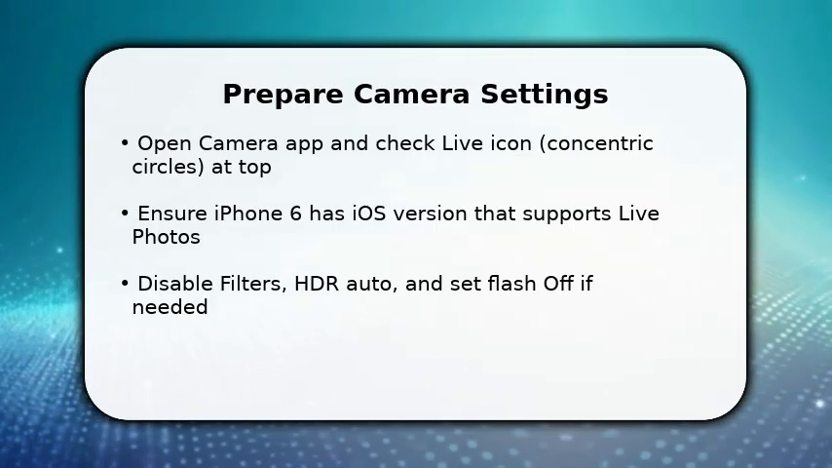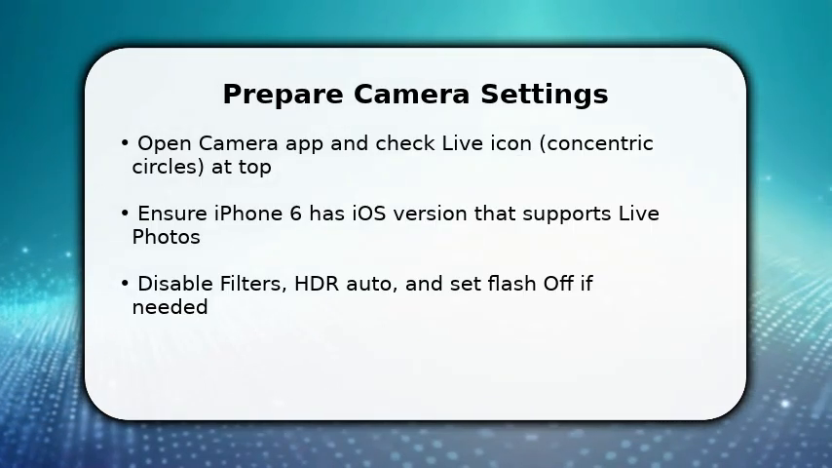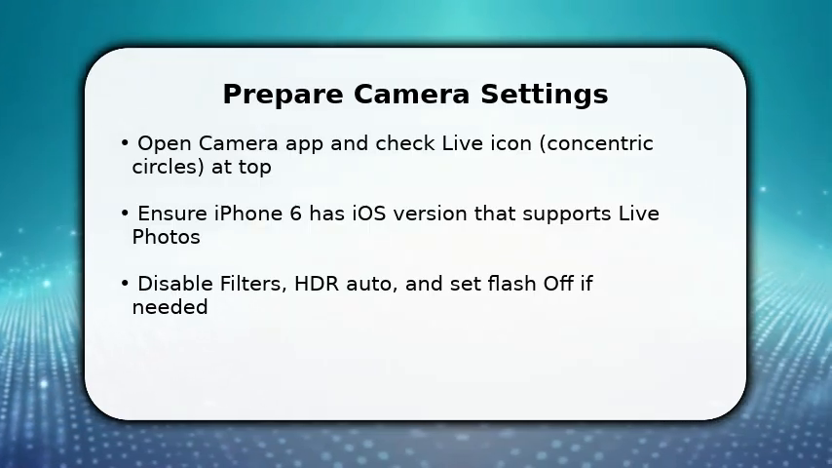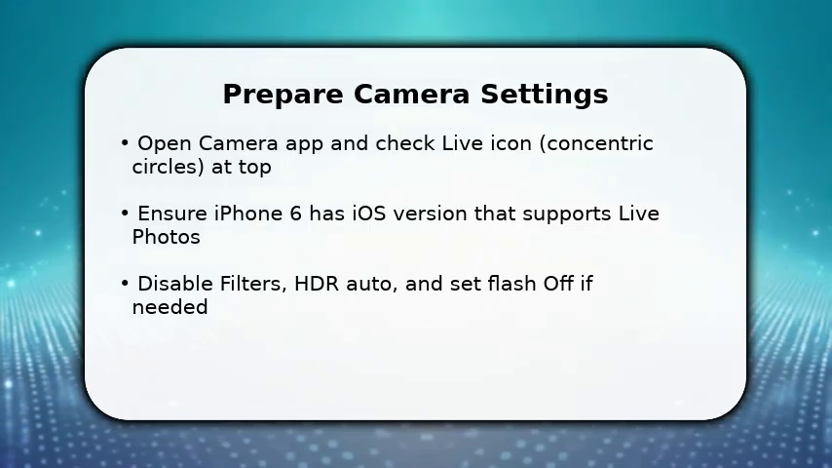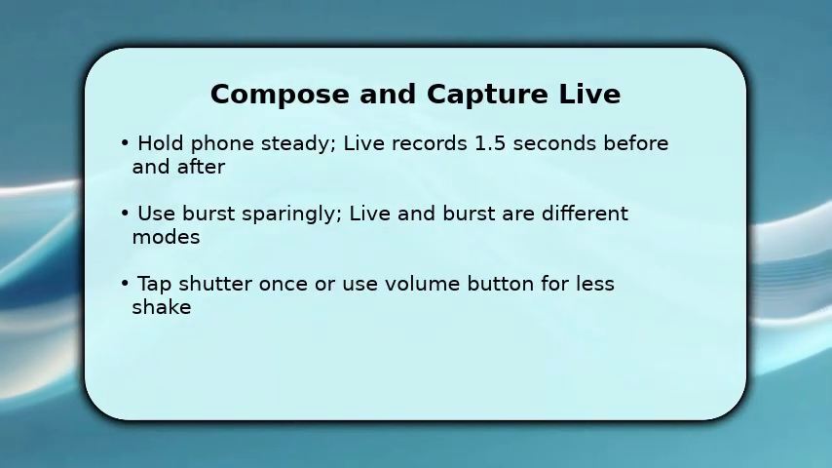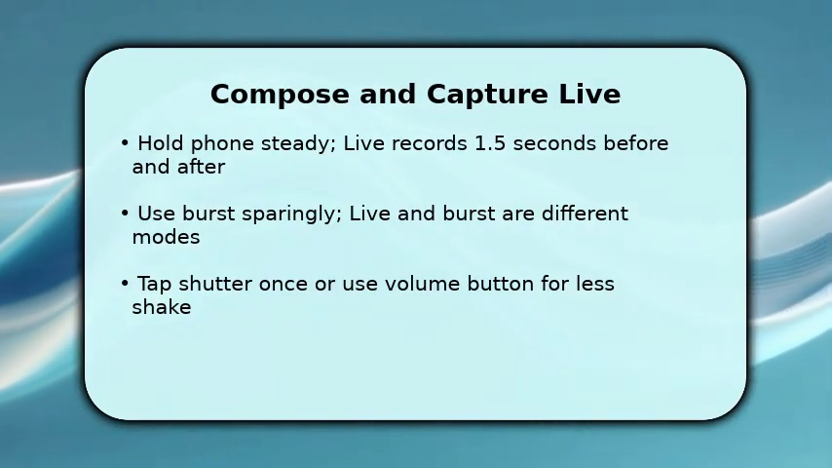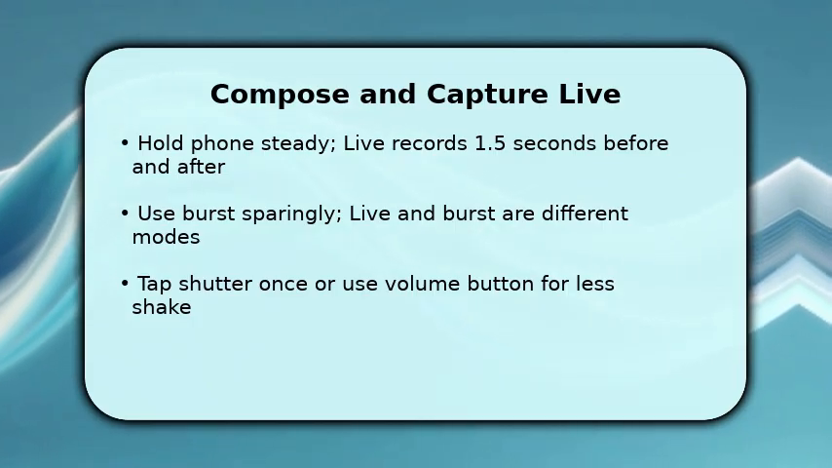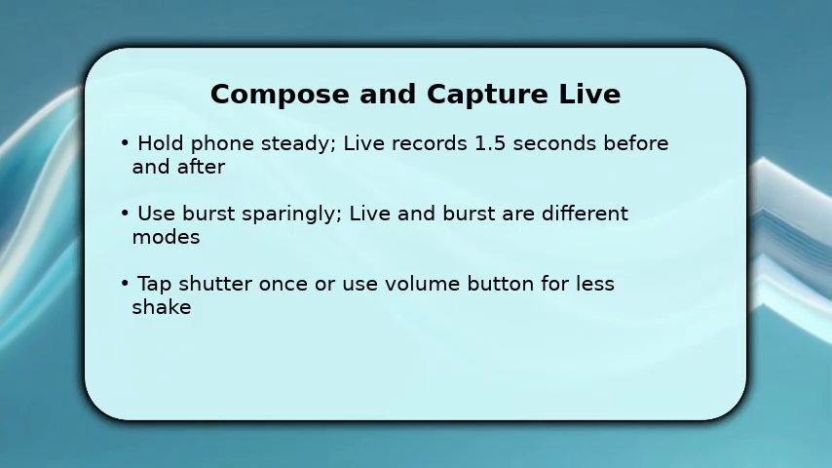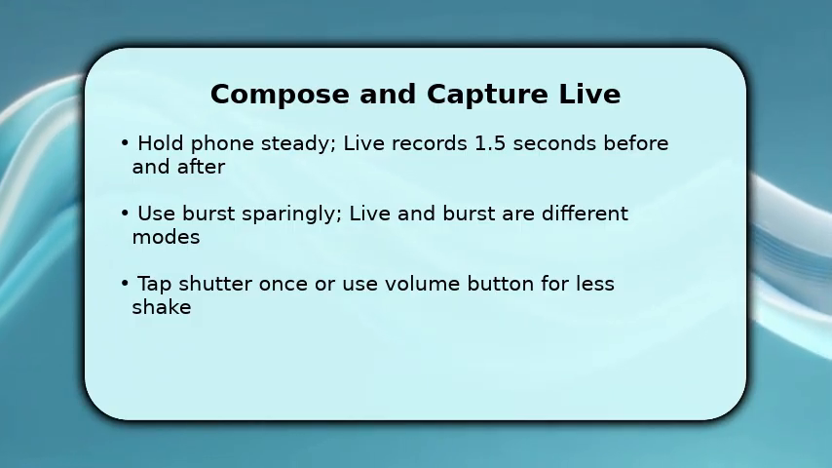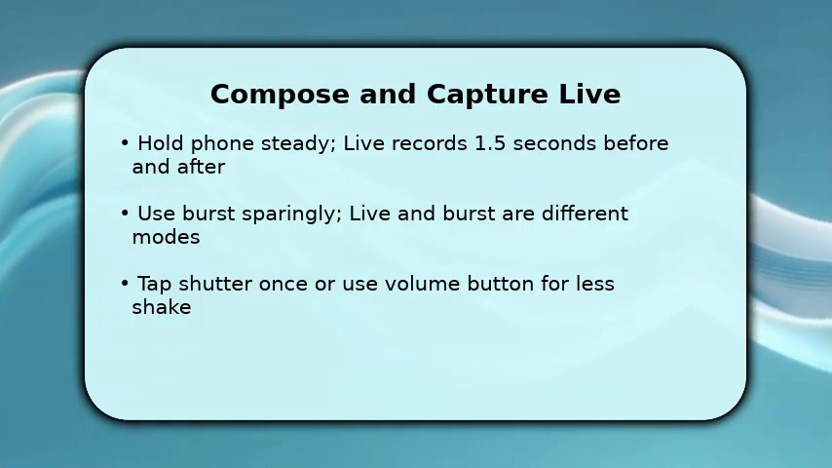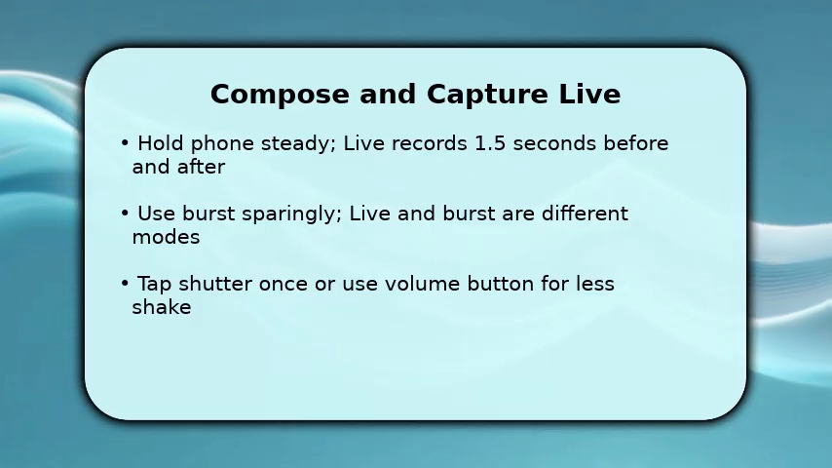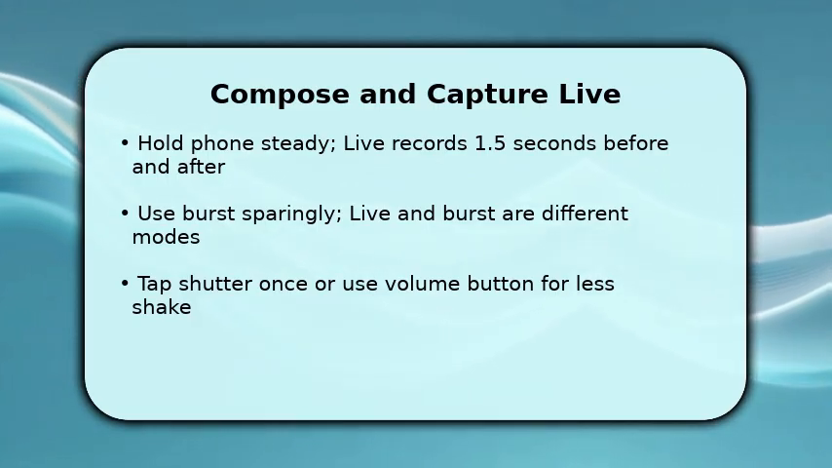Also check quick settings. Turn flash off and remove filters so the phone records the raw short clip clearly without automatic adjustments. Frame your subject and steady the phone. Live captures about 1.5 seconds before and after you press the shutter, so anticipate motion. You want to avoid burst mode. Tapping the circular shutter captures a single live photo, while holding would trigger burst. Once done, press the shutter gently or use the volume button to reduce shake and get the cleanest short clip.